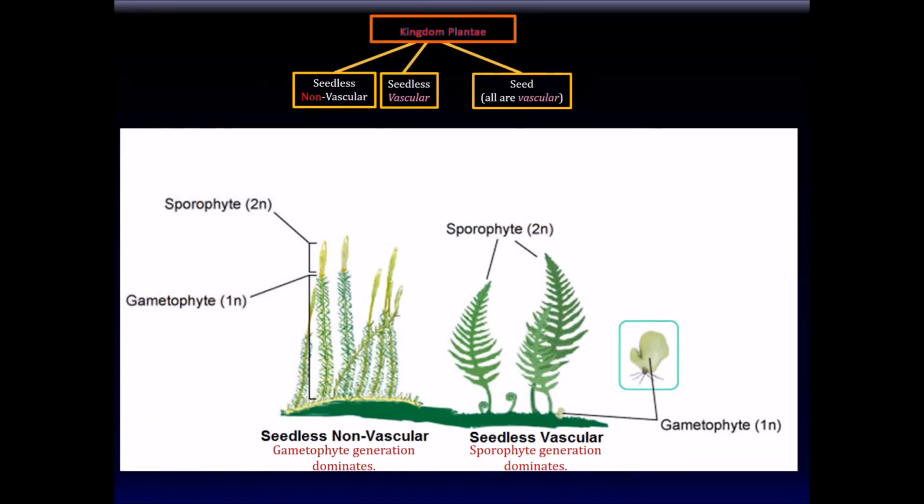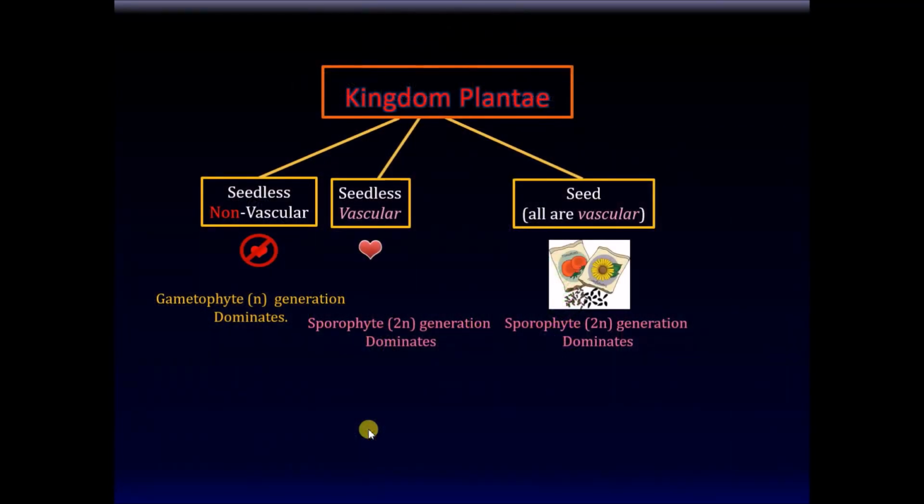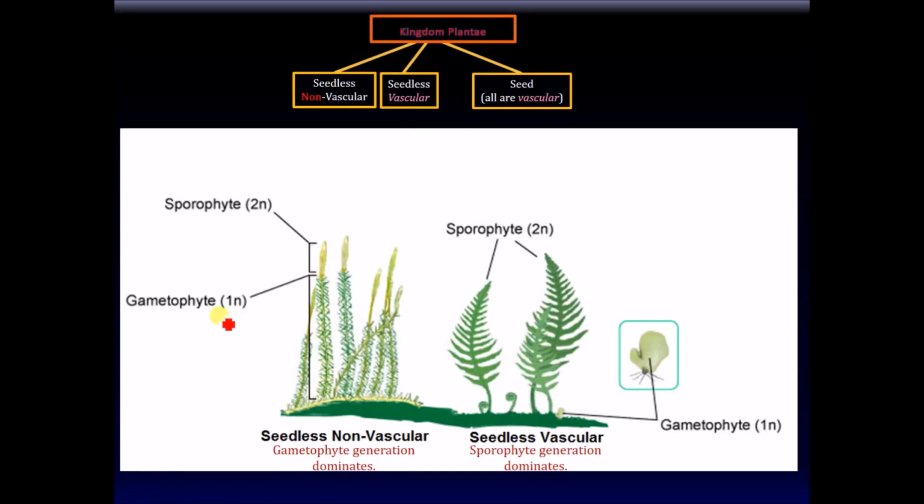Now, watch this. In the kingdom of plants, the more primitive plants, for example, the seedless non-vascular plants, as we had described, which are over here, their dominant form is the gametophyte generation. See right here. The majority of the plant is in the haploid state, whereas the more advanced plants have the sporophyte generation that dominates. The majority of the plant is sporophyte, and the gametophyte generation is a very small part of its life cycle.